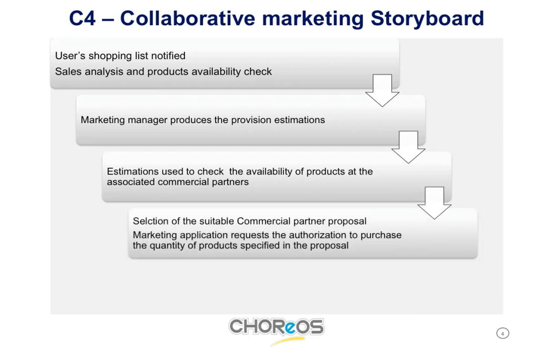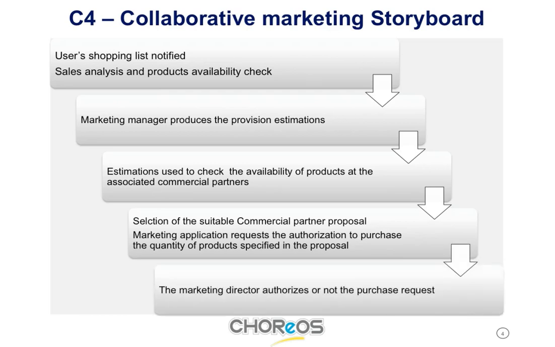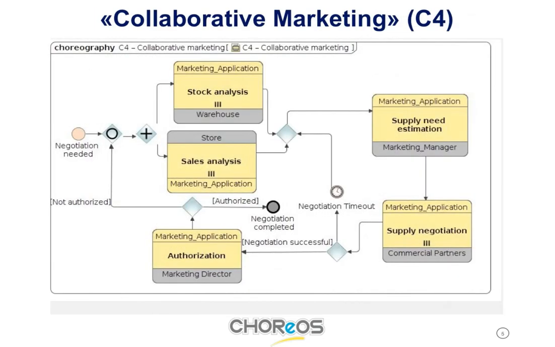At this point, the marketing application service selects the suitable proposal from the ones provided by the commercial partners and then requests the marketing director's confirmation to proceed to purchase the quantity of products specified in the proposal. Last, the marketing director authorizes or not the purchase request. This picture shows the BP diagram relevant to the collaborative marketing use case.